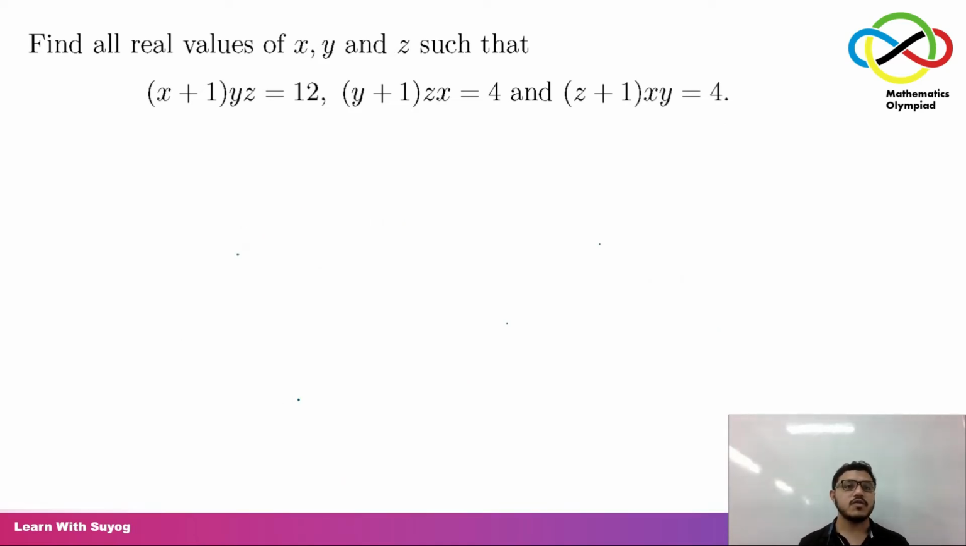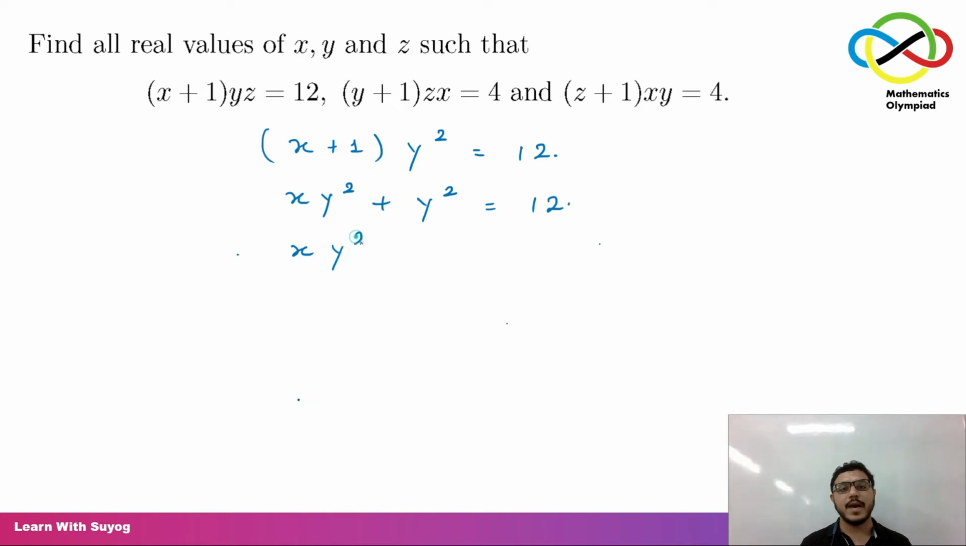Okay, let's do it. We can write (x + 1)yz equal to 12 as (x + 1)y² equal to 12. When we further manipulate it, we can write it as xy² + y² = 12, so xy² is equal to 12 minus y². This is the result we got from equation number 3. Let's call it equation number 4.